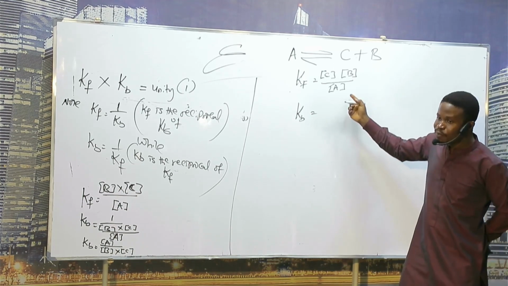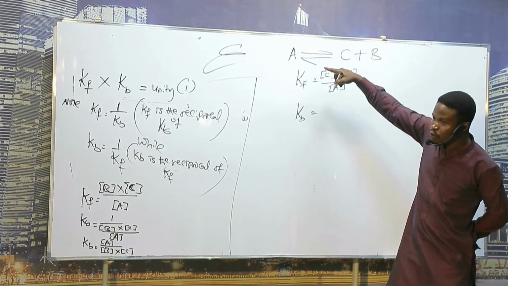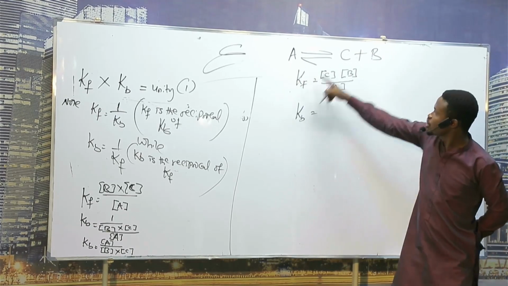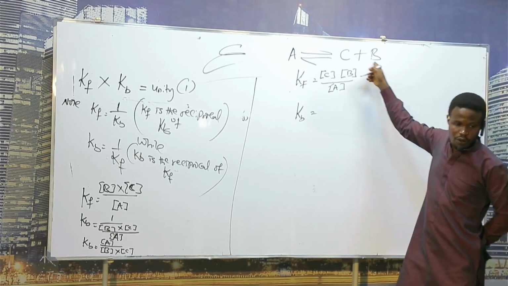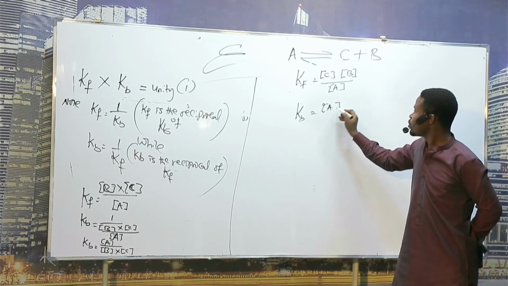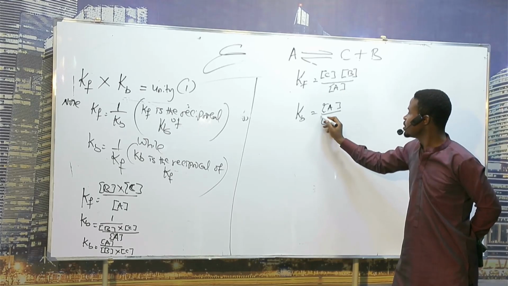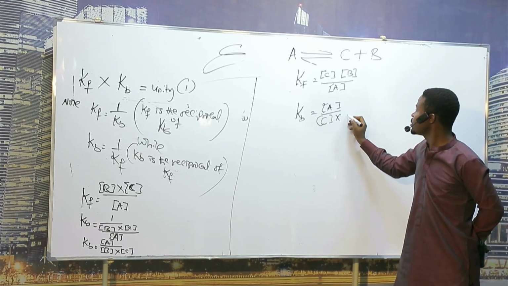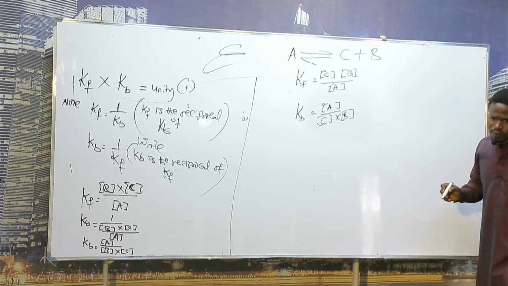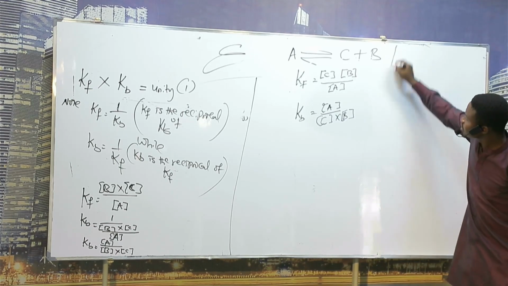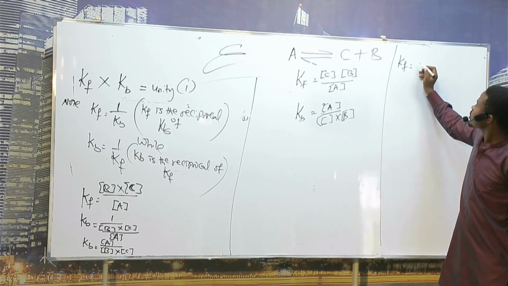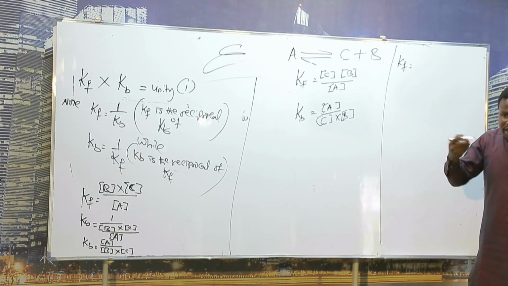So it's now going to be product over reactant for the backward reaction. So A will now become what? You change it. This is the forward, this is the backward. So it becomes A over C times B. And I told you, mathematically, this simply means that KF is the reciprocal of KB.